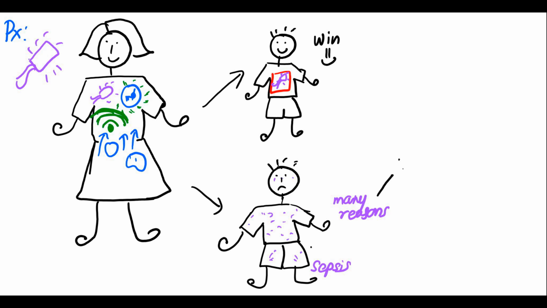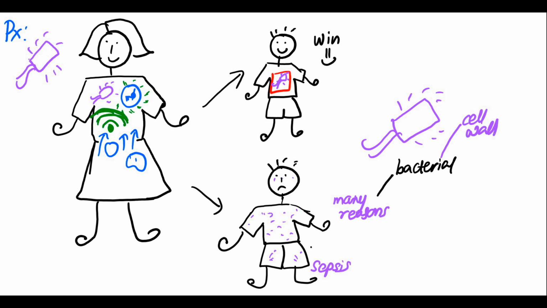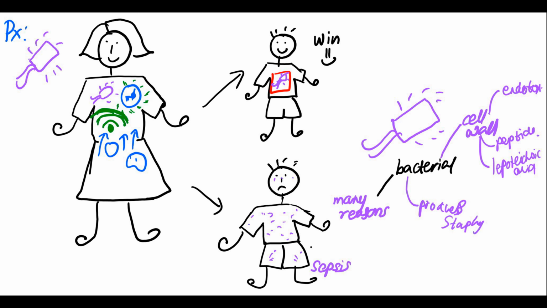It can be due to bacterial factors, so it could be the bacterial cell wall. In the bacterial cell wall, it could be due to endotoxins, peptidoglycans, or lipoteichoic acid. Other factors could be the bacterial products, for example, staphylococcal enterotoxin B, toxic shock syndrome toxin 1, pseudomonal exotoxin A, or group A streptococcal M protein.